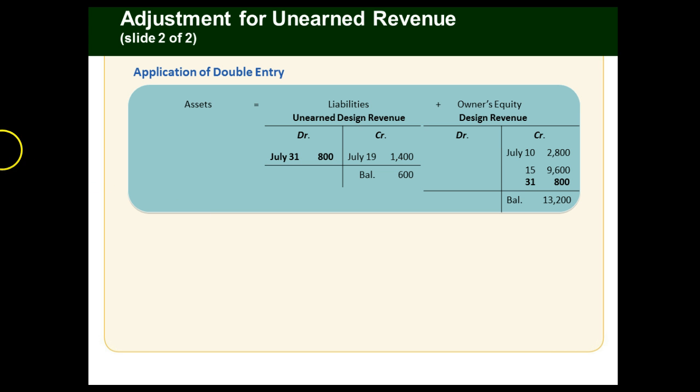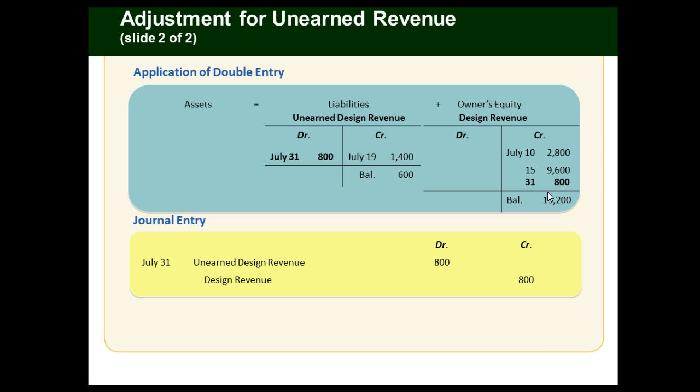We're going to reduce or debit our unearned design revenue, our liability account, and we're now going to credit design revenue for $800. It's no longer something sitting on our books that we owe somebody. We've completed it. So we reduce our liability and we credit our revenue. It is now earned income. So we debit or reduce our liability by $800 and we increase our revenue account by $800.